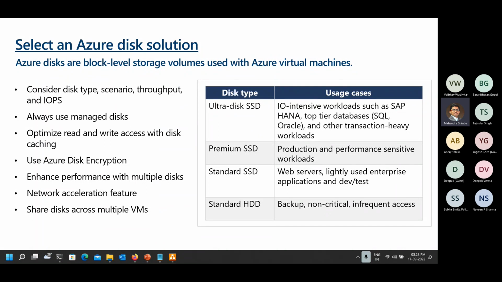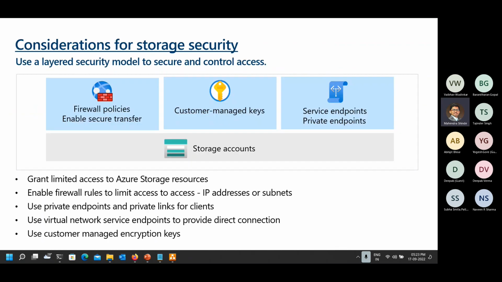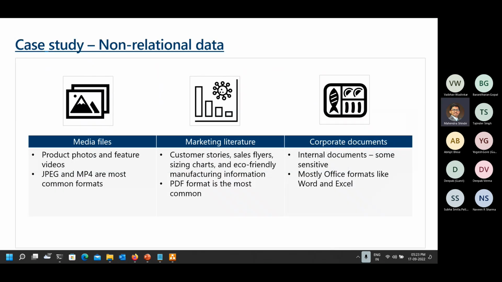Again, we have pricing plans: cheaper standard HDD, standard SSD, premium SSD, and ultra disk SSD, which is going to provide the best performance of them all. Storage security wise, as I said, you can have customer managed keys, and service endpoints to control which network can access your storage and which cannot, and you can put them behind the network firewall. That's about the storage.